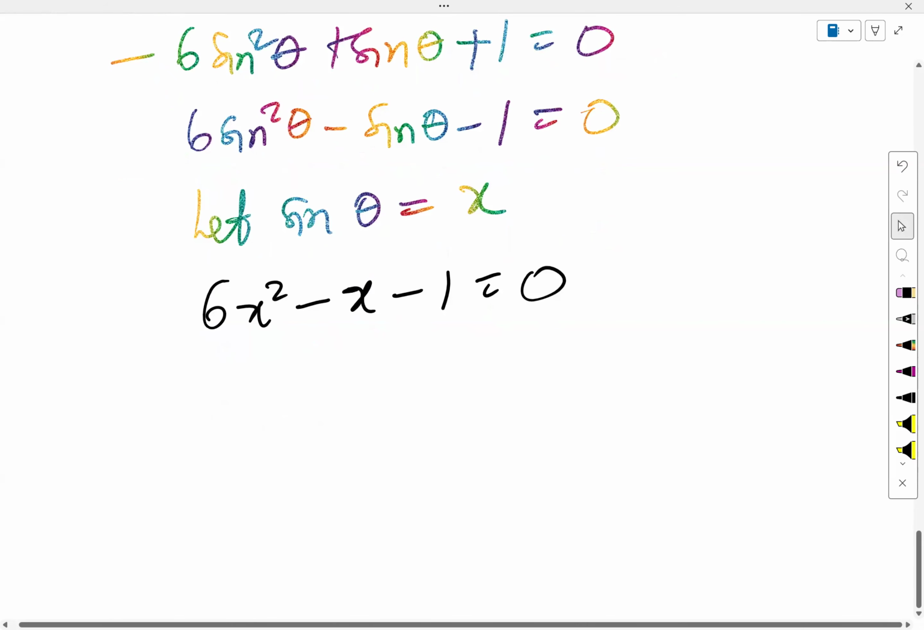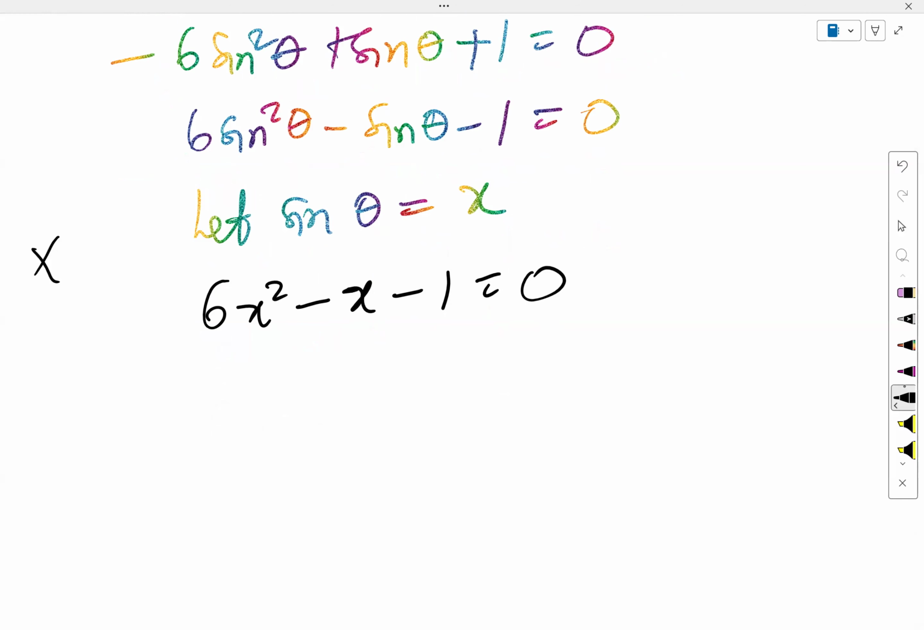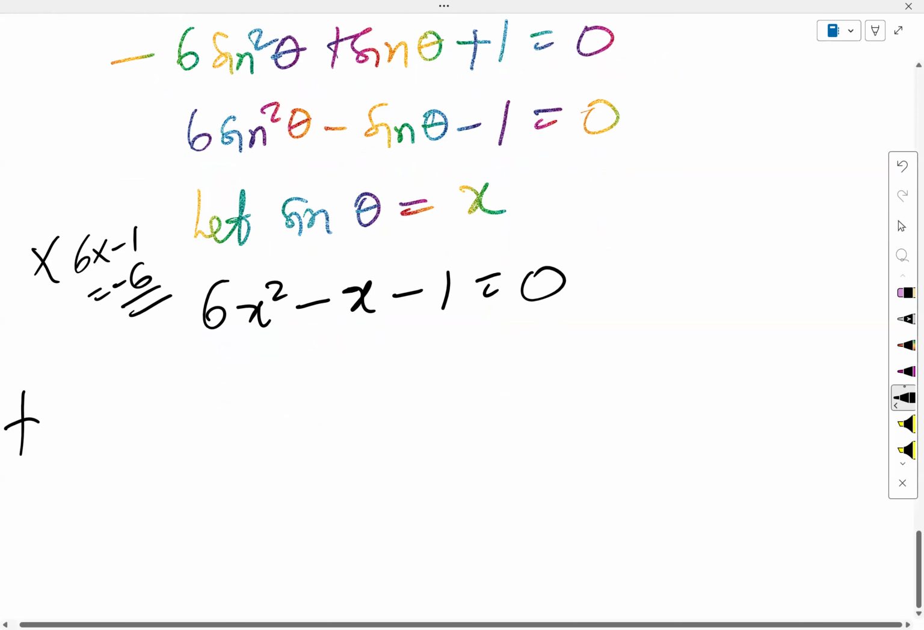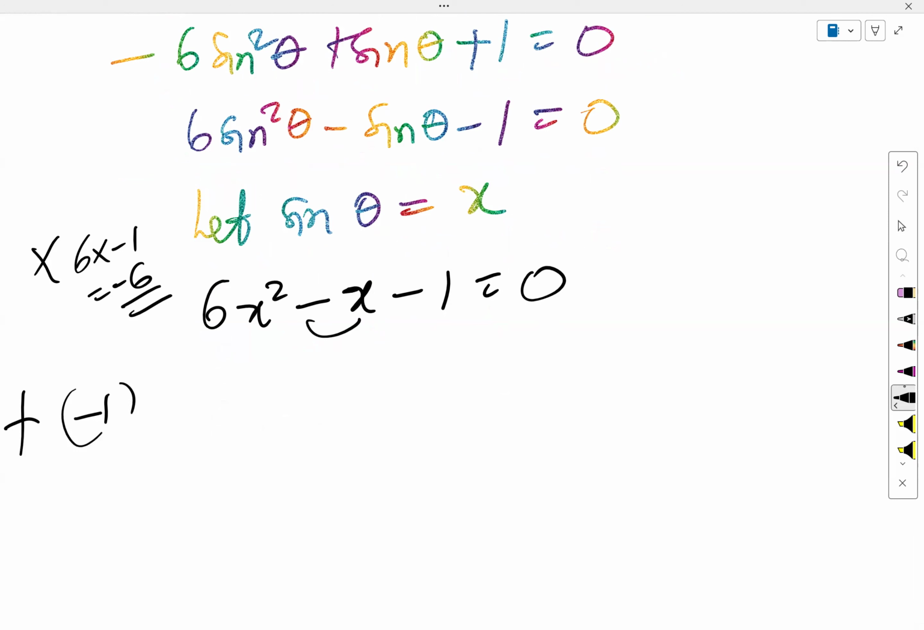Okay? And if that is the case, we need two numbers. When multiplied, we get 6 times minus 1, and that is minus 6. And we need two numbers that when added will give us the middle term, minus 1. So minus 6 and minus 1. So easily, I think those two numbers should be minus 3x plus 2x.